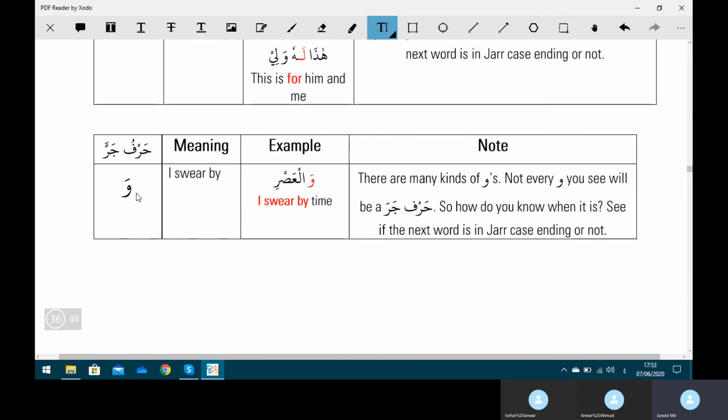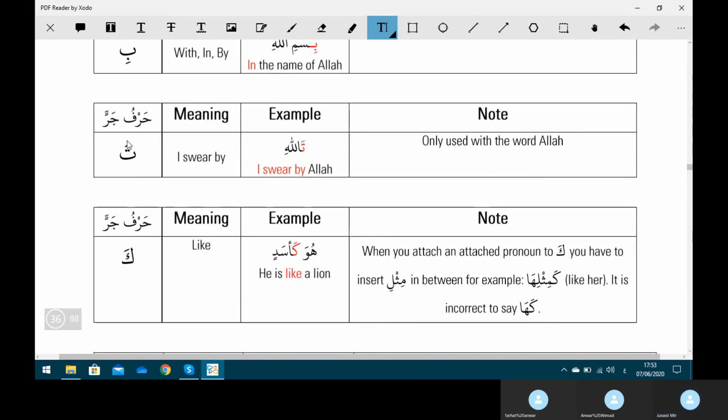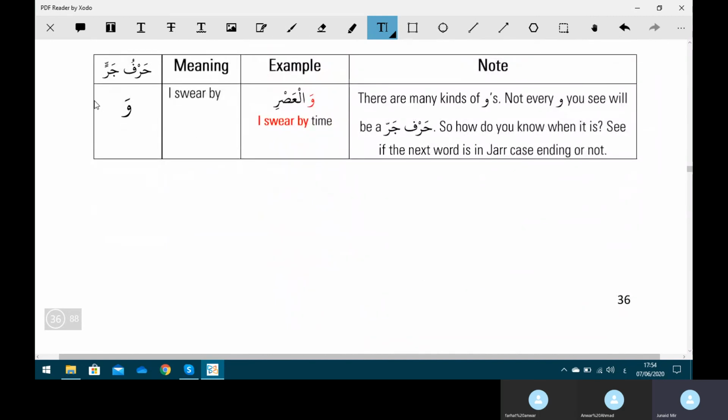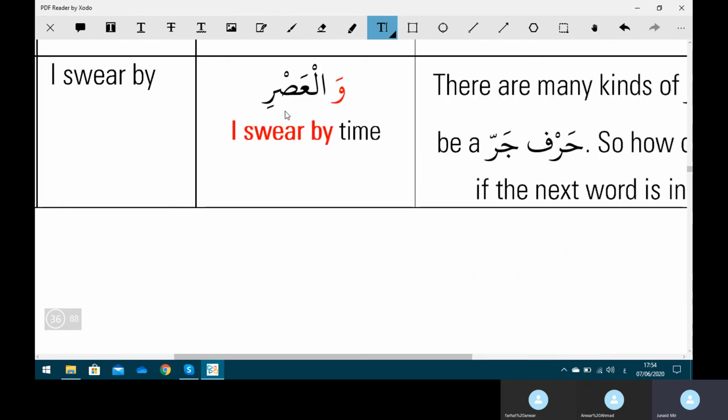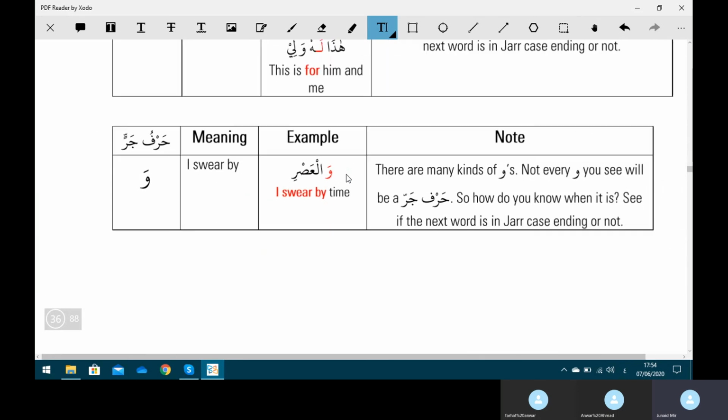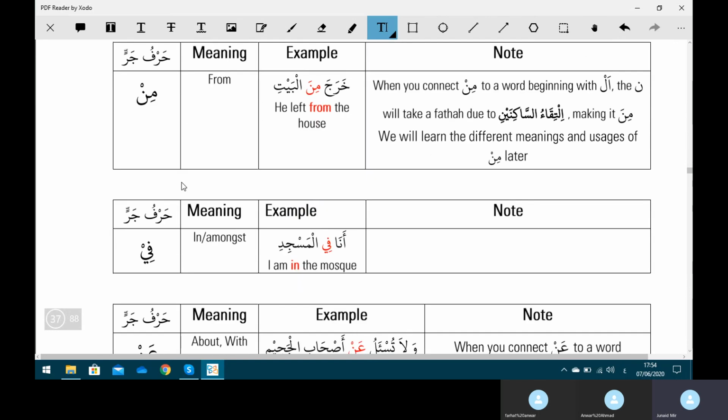And wa, again, like ta, is used to make a qasam, though ta is only used with the word Allah. Wa is also used to make a qasam, and that's a harf jar. Wal asri, I swear by time. Notice it's al asri and not wal asru or wal asra. It's not raf or nasb. It's jar because of the wa. Wa is a harf jar. It makes the noun after it jar. Another one is min. Min means from.